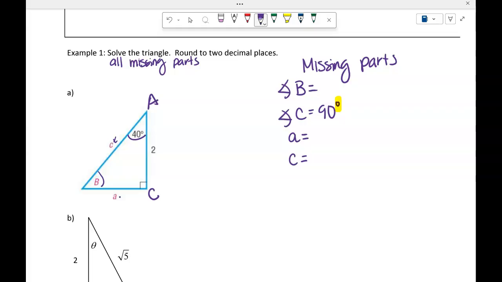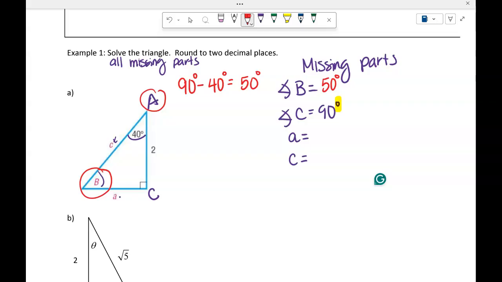So as we know already, angle A plus angle B is going to equal 90 degrees. Since angle A is 40, we're going to take 90 degrees minus 40 degrees equals 50 degrees. And that's going to be your angle B. So that's going to be 50 degrees.